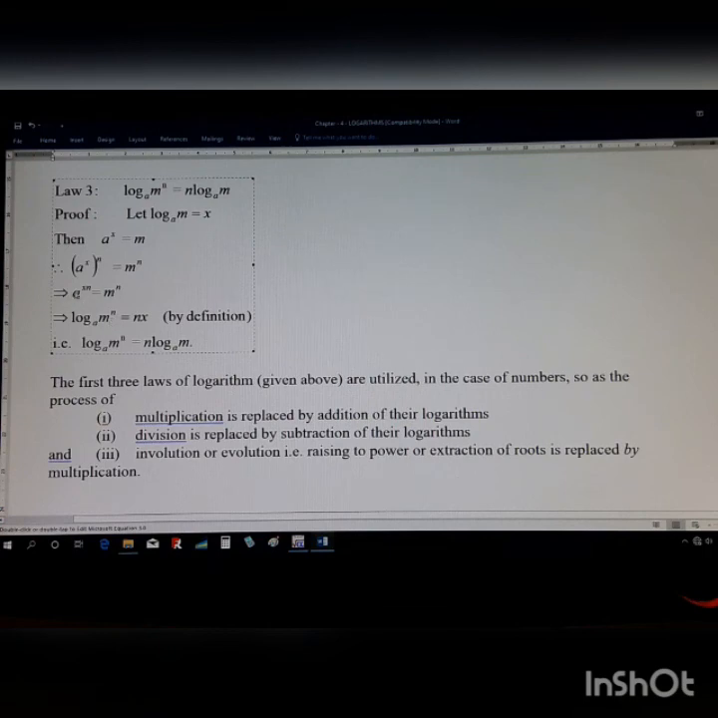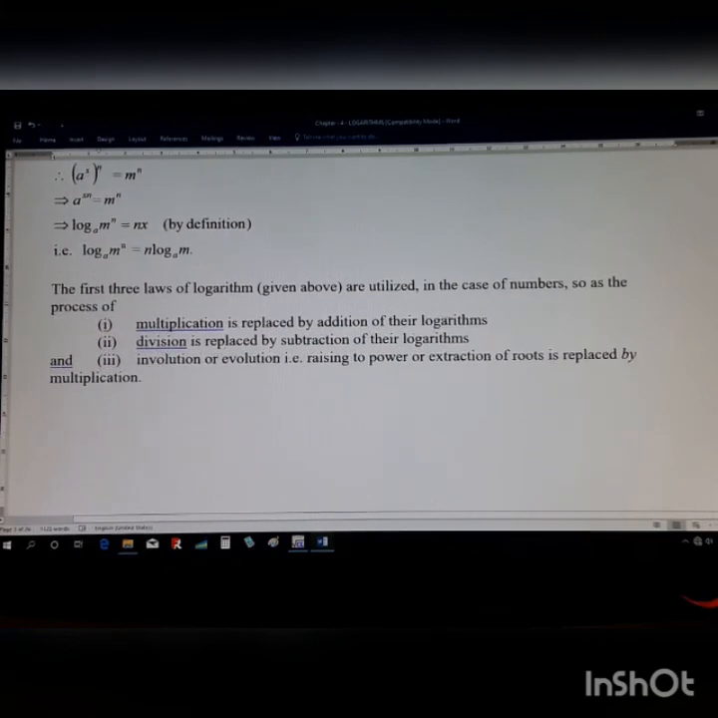This is the exponential form. Let us apply the logarithmic form, and we have log of m to the power n to the base a is xn. Writing back the value of x that we have taken before, we will get the result.